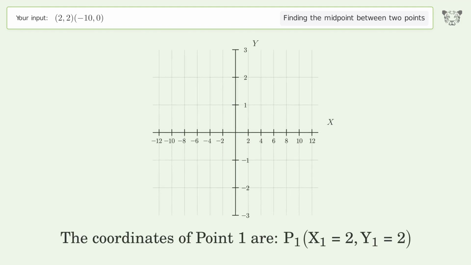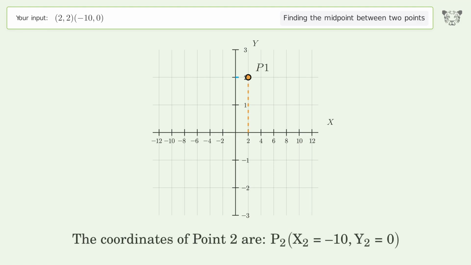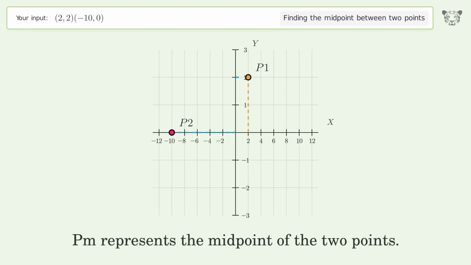The coordinates of point 1 are x1 equals 2, y1 equals 2. The coordinates of point 2 are x2 equals -10, y2 equals 0. PM represents the midpoint of the 2 points.